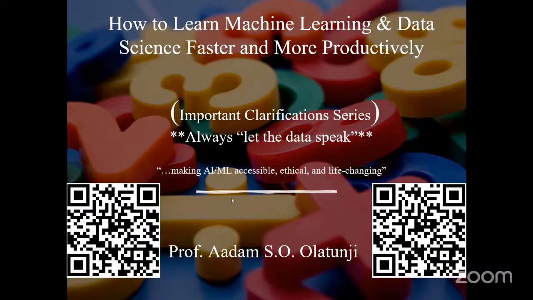So now we continue from where we stopped last time. It's how to learn machine learning and data science faster and more productively. This is under our important clarification series, clarifying towards making AI, machine learning, data science accessible, ethical, and life-changing positively for people. So with that particular theme of always let the data speak, follow the right process so that we don't mutilate our data, so that the data that is so abundant, wasting away, can be able to give us insight.